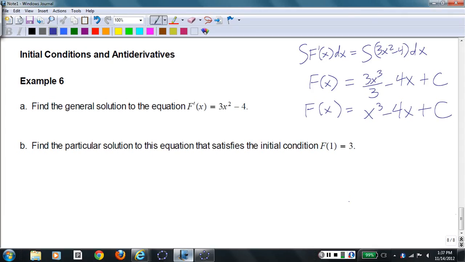So any one of these, for any value of c, is going to satisfy f prime of x equals 3x squared minus 4. Infinite supply of these. We need the one, basically we're looking for the value of c that will give our function a value of 3 at 1. So, not too tough to find, f of 1 equals 1 cubed minus 4 times 1 plus c, and we'd like that to equal 3. What value of c is going to make this happen?